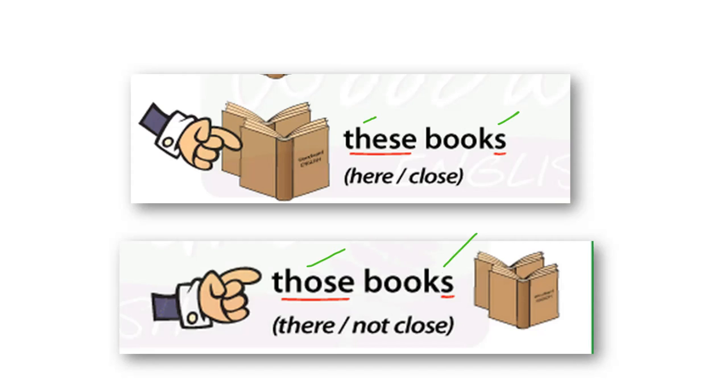Both are plural. Now, the distance makes the difference. Both are plural. One is near and the other one is far away. The one that tells you that you can touch them, these. On the other hand, I have the other one that is those, far away.